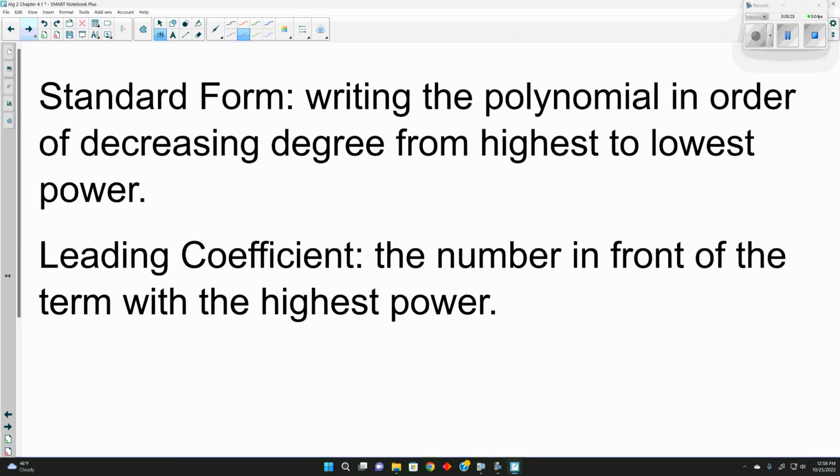Standard form, writing the polynomial in order of decreasing degree from highest to lowest power. So we write the variable with the biggest exponent first, second one next, third, fourth, going on, decreasing power. And the leading coefficient, the number in front of the variable with the biggest power, is the leading coefficient. We take the sign with it as well. Questions on any of this so far?